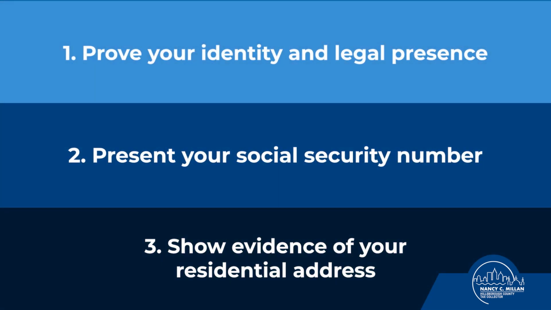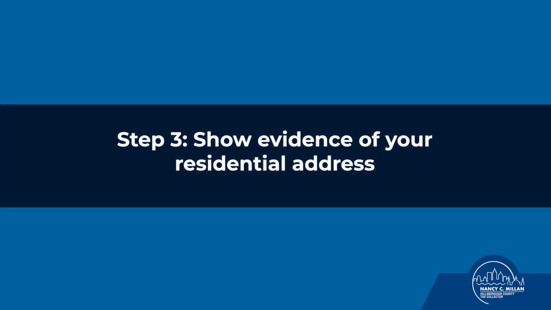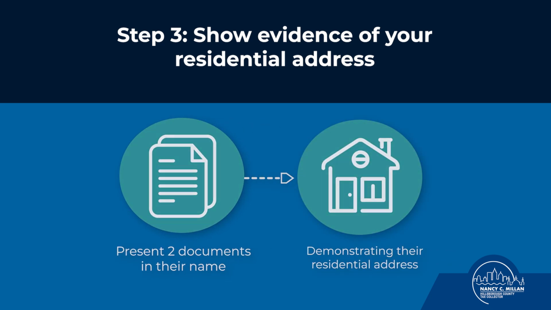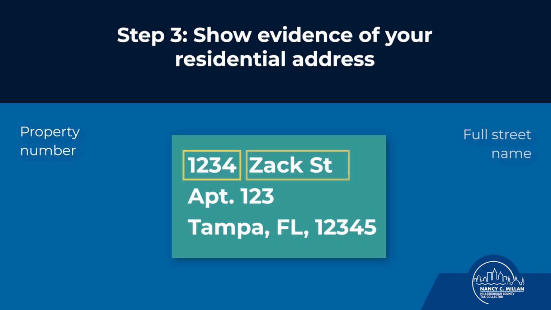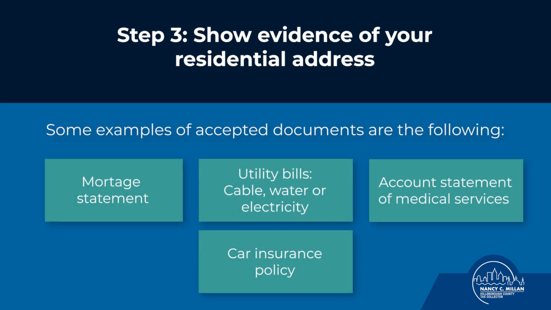And finally, we enter Step 3. Step 3. Show evidence of your residential address. Applicants must present 2 documents in their name showing their residential address. The address should include the property number, full street name, apartment or unit number if applicable, city, state, and zip code number. Some examples of accepted documents are the following. For additional examples, you can consult the paper guide you were given or find them in the description section of this video.